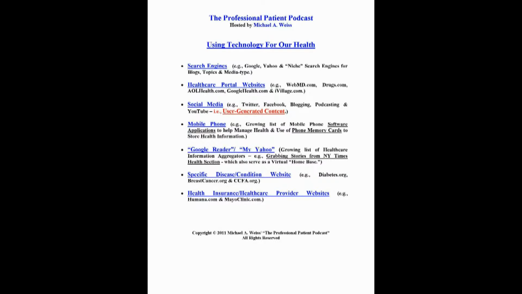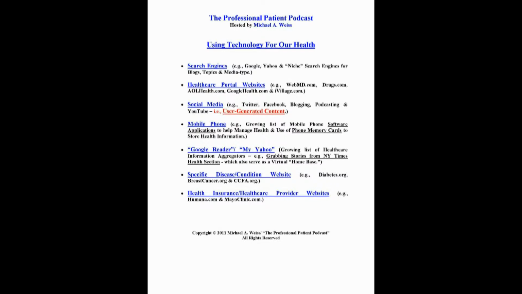Then we have the mobile phone. Now, with the mobile phone, depending upon the type of phone you have, there are tremendous technology tools available to you. But for the purposes of this list, let's limit that to the software applications for healthcare, whether that's about fitness, about health, about diet, lists of doctors, disease organizations, etc., or using the phone memory card to put your vital information. For example, the drugs that you're on, the surgeries that you've had, your recent blood tests, whatever is most important to you. Or perhaps, God forbid, you had an emergency and you could talk but you couldn't move, you could tell someone, oh, it's in my phone, just access the memory card, you'll get all the information there.